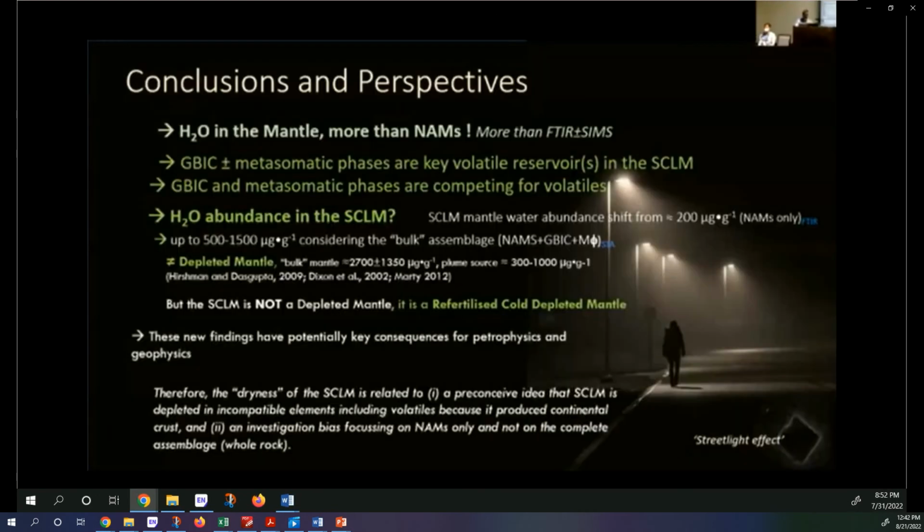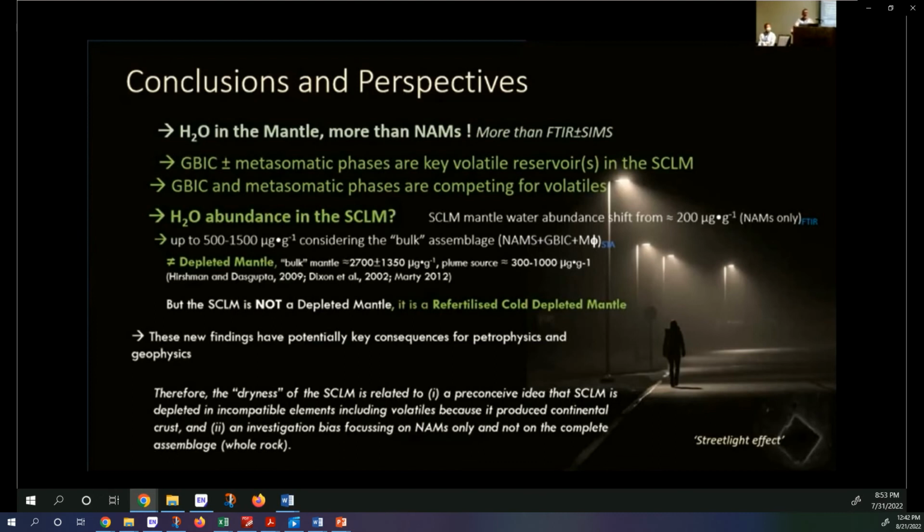Okay, so rushing to the conclusions, I think that by broadening the scope of a study and by changing the tool that we use and shifting our focus out from the NAMs, we reveal a new vision, I would say, of the distribution and the content of water in the mantle. Yes, water in the mantle is more than NAMs.